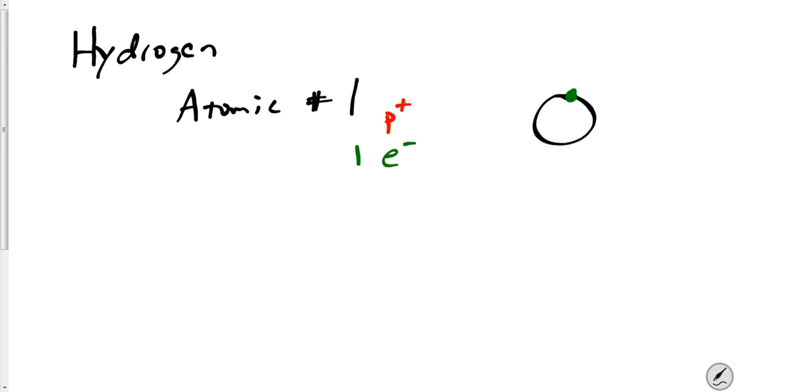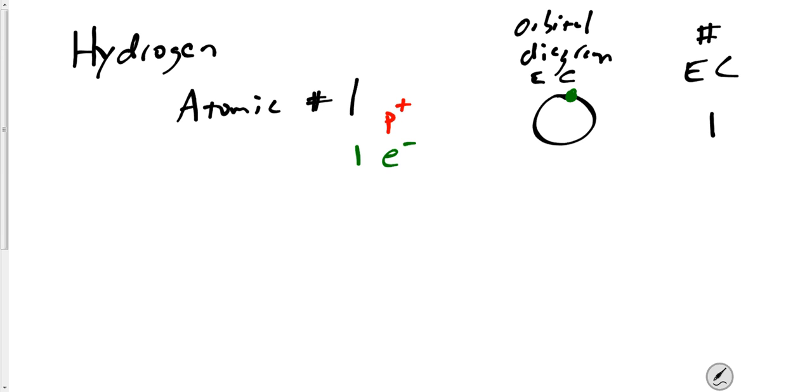Now, that is the diagram way of doing it. So this would be an orbital diagram. Now the electron configuration, or EC. This is the numeric electron configuration. The numeric electron configuration is 1. It just tells us the address of that electron, that there is 1 electron in that orbital.